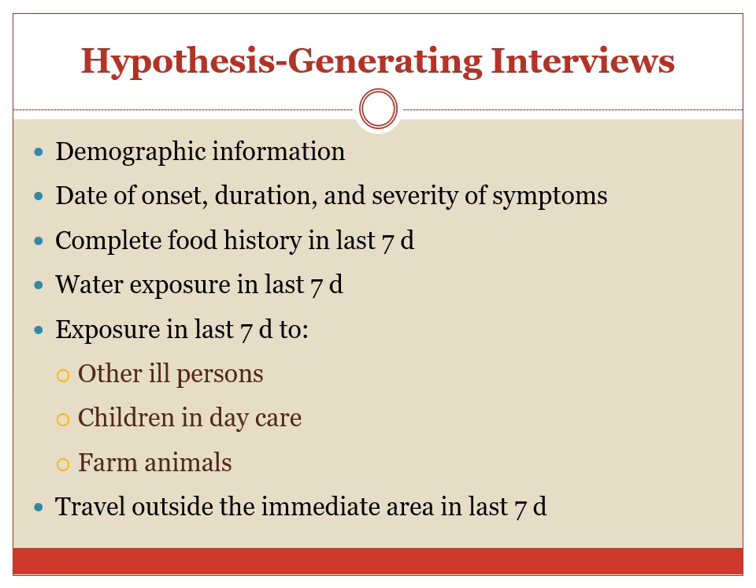We collect data about demographics, we collect data about onset, duration and severity of symptoms, complete food history in the last 7 days, water exposure in the last 7 days, exposure to other ill persons, children in daycare, farm animals. Some of the outbreaks have been traced back to farm animals. Travel outside the immediate area. So they did interviews and they collected information about all of this. And then they did what we call line listing.